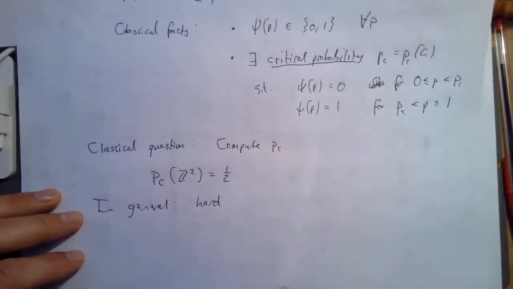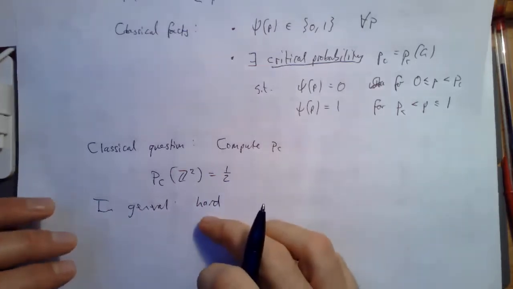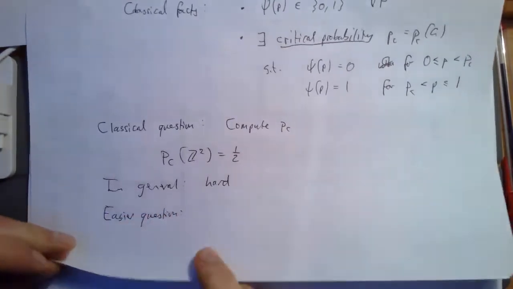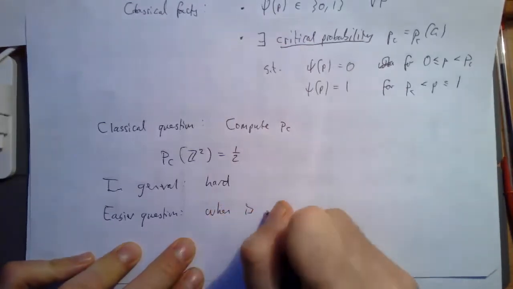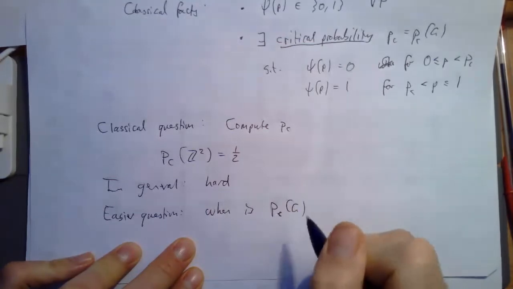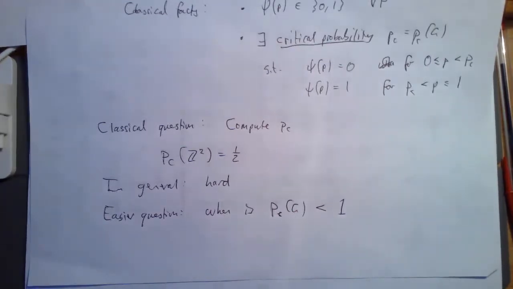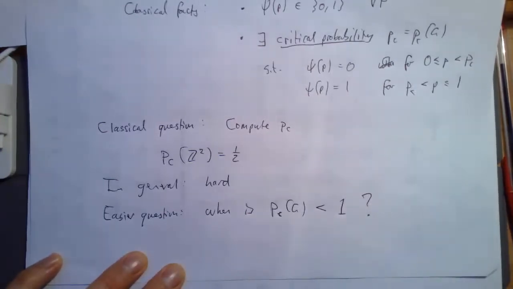So an easier version of the question. So an easier question is when is p_c of G, so for which graphs G is p_c strictly less than one. So when P is one, trivially, the random graph has an infinite connected component. For which starting graphs G is there some non-trivial phase transition, some value of P strictly less than one that still gives you an infinite component with probability one. Okay, and that question is the starting point for what I'm going to talk about today.